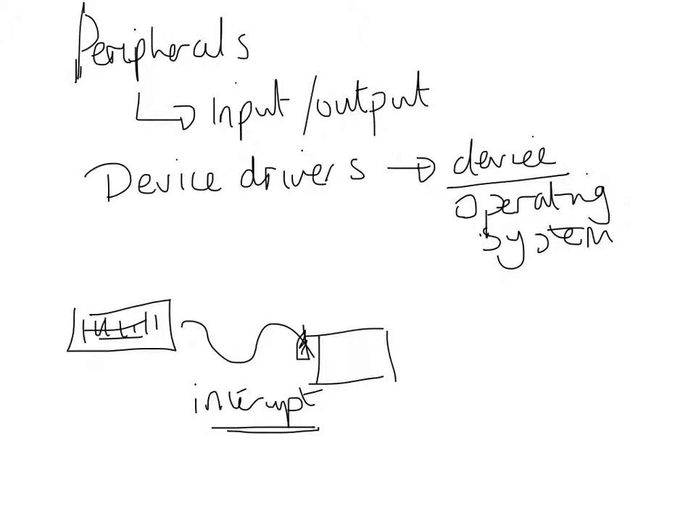And the reason it's important is because the code that's sent is specific for that operating system that's loaded onto that computer. So if you have a device driver which is incorrect, the interrupt code will not be recognized by the operating system and will cause problems when you're trying to use the device.